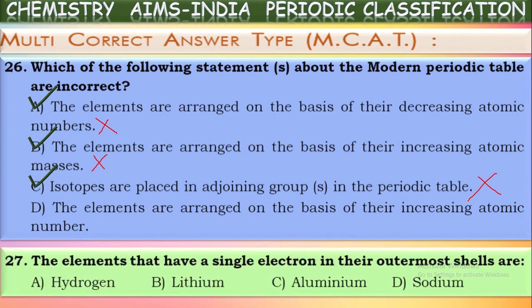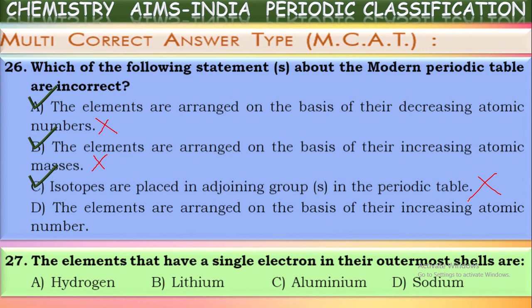Next question. The elements that have a single electron in their valence shell or outermost shell. So which elements will be having a single electron in their outermost shell? The elements of the first group, alkali metals. They have a single electron in their valence shell. Say the first group elements among these, those will be correct answers.